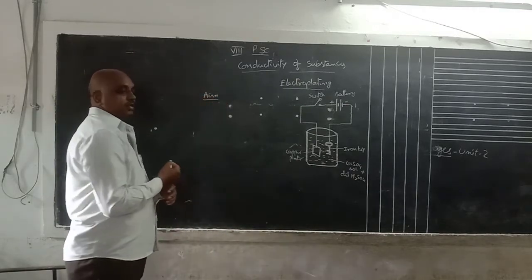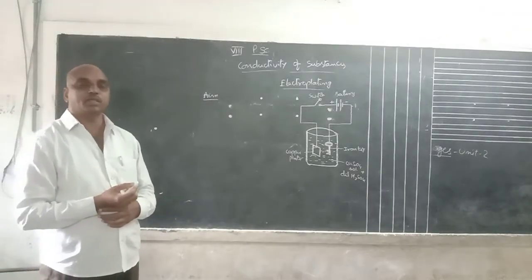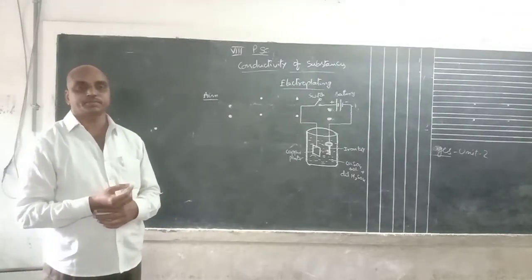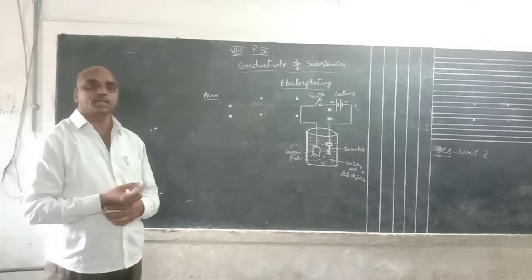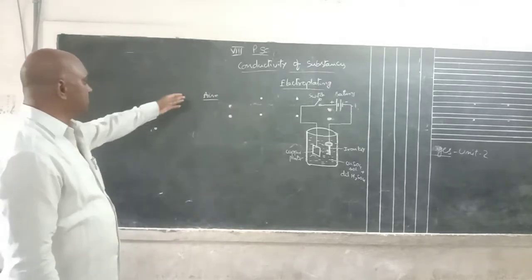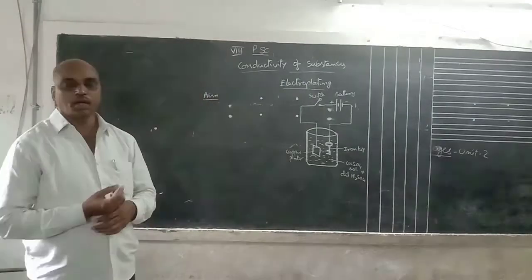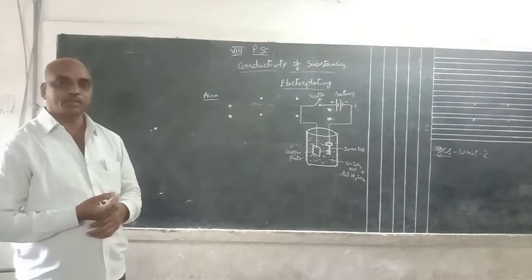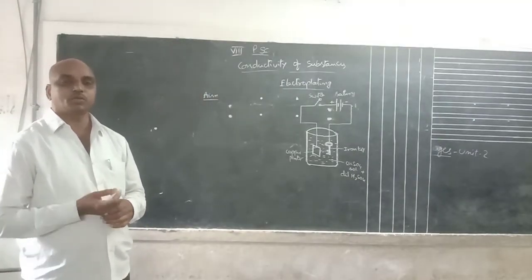Here, one lab activity is there. Write an activity on the basis of electroplating. The question is: write an activity to verify electroplating. Here, the aim is that iron particles are coated with copper by using the method of electroplating.